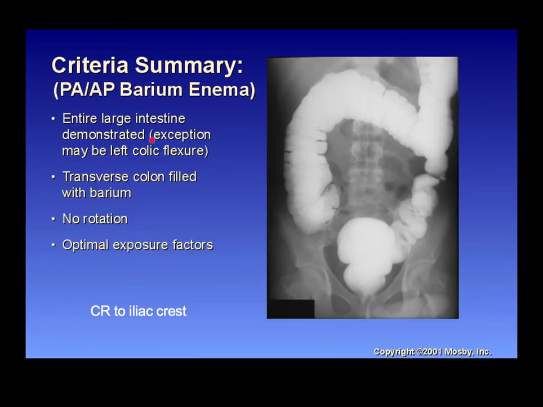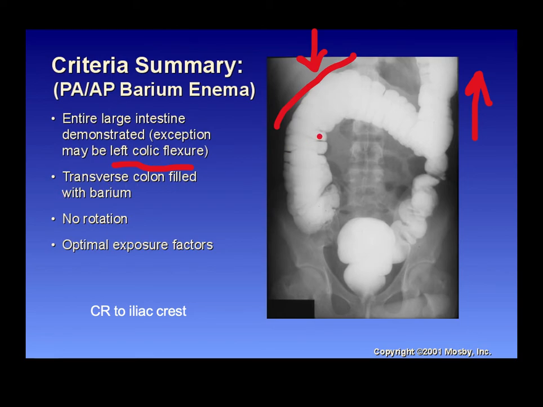This is a PA or AP Barium Enema. Your entire large intestine is demonstrated except maybe the left colic flexure, okay? So the left colic flexure is going to sit higher because of the stomach on this side. This side has the liver, which is going to keep that right side pushed down, okay?